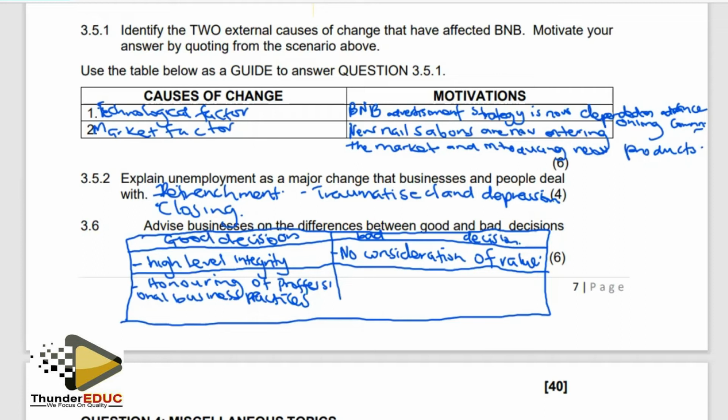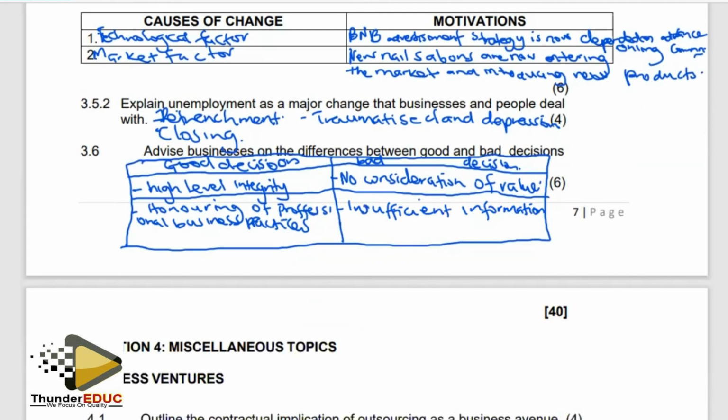There is a lot of insufficient information. There is a lot of errors. Decisions are not based on facts. Whatever is done is not based on what? On facts, and so many others. That is a clue on how to deal with them.